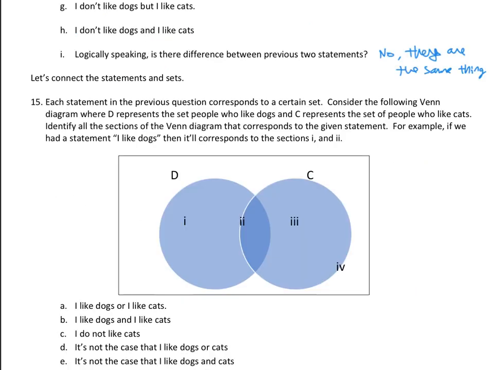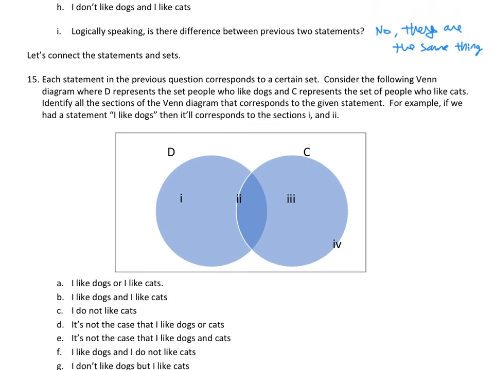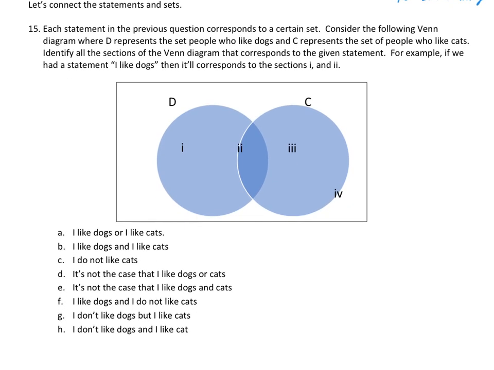Right? And number 15, I want to see if I can connect the statements with the Venn diagram. So let's look at part A. I like dogs or I like cats. So that's the union of dogs and cats. So that's basically section 1, section 2, section 3 included in there, right?